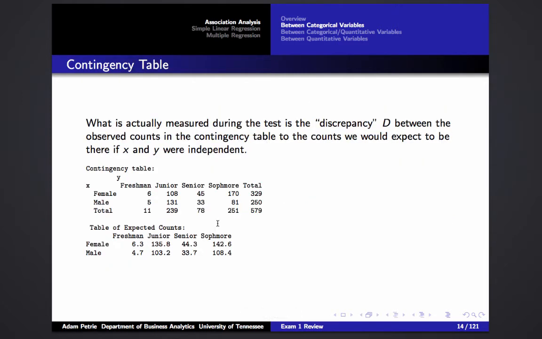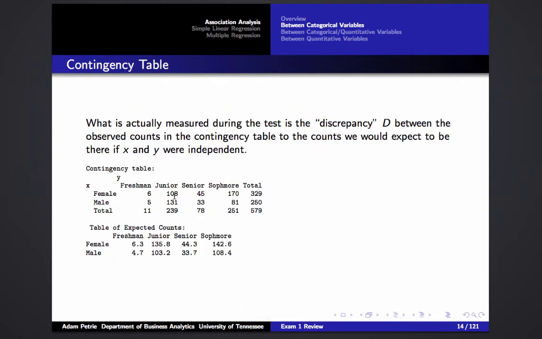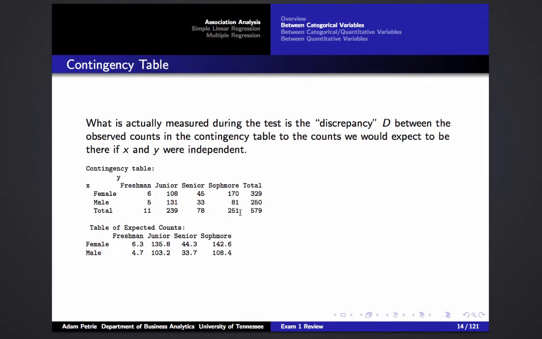All right, so what do we actually measure when we're conducting this test? Well, we're not actually looking at the discrepancies in the segmented bar charts themselves. We're actually going to be comparing the observed counts in the contingency table, basically how often we saw each level of x paired with each level of y, to the counts we would have expected to have been there if our x and y variables were independent. And there were some formulas that told us what the expected values were based on the row totals and the column totals of the observed data.